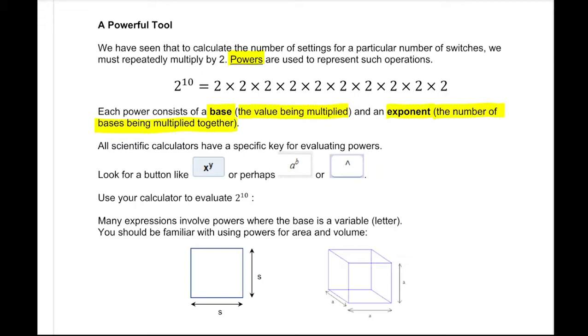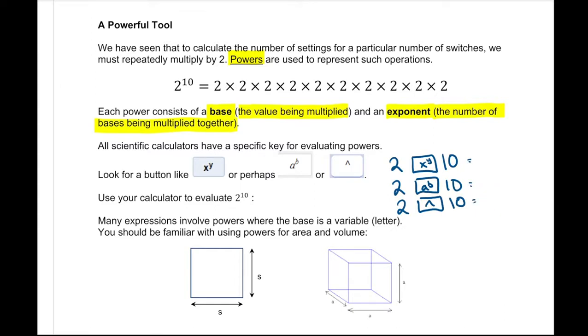All scientific calculators have a specific key for evaluating powers. There's a couple options that you might have on your calculator: X to the power of y, a to the power of b, or just this little hat symbol. Regardless of how it works, you would write 2, press the XY button, and then your exponent of 10. Or 2, then the AB button, and then the power of 10, or 2, the little hat, or the arrow, to the power of 10, and that would give you your answer.